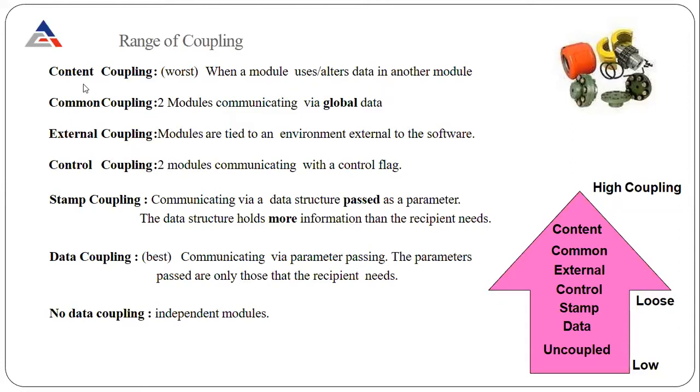So these are the range, or you can say the levels. First is content, then common, then external, then control, then stamp, and last is data coupling. And beyond that is no data coupling, meaning no dependency, which is also the best. If there is no dependency, it means your product is a good product, well designed.